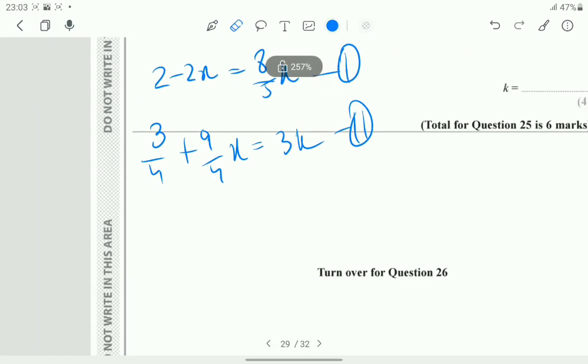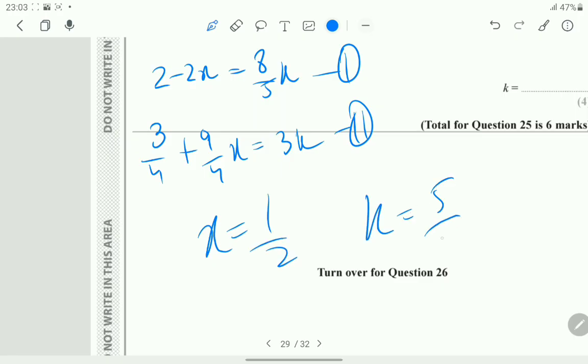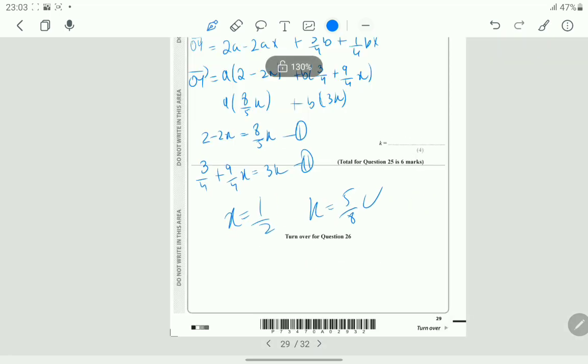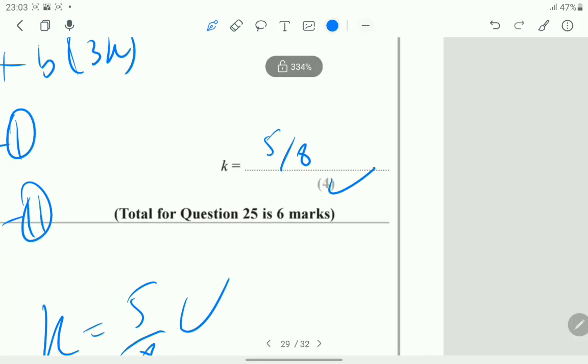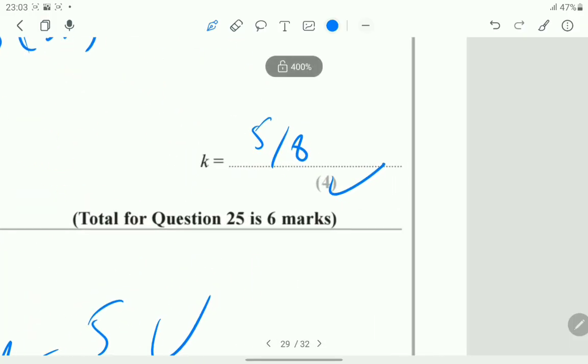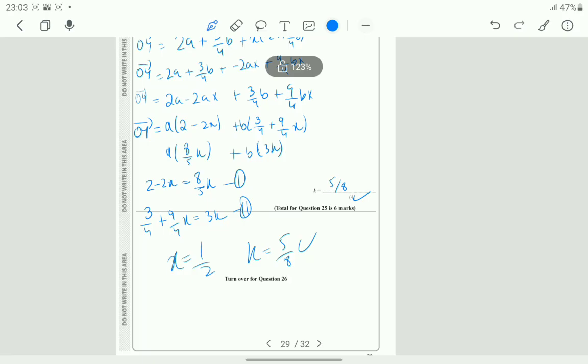Solving them simultaneously, we get x equals 1/2 and K equals 5/8, and K is the point of interest in this question, and you get 4 marks. A little bit of a tough question. I gave you a run for your money, but it was fun.